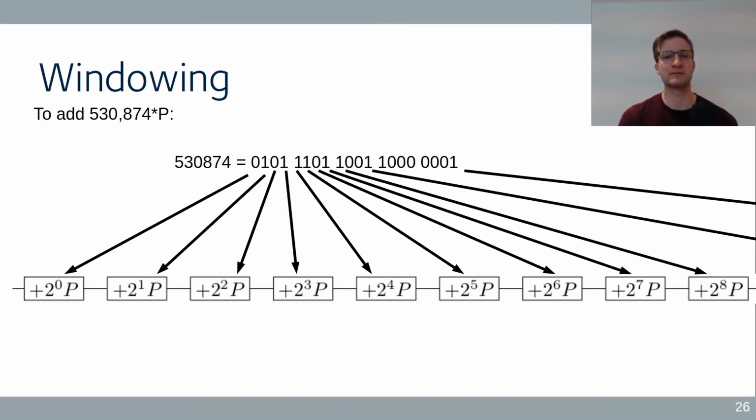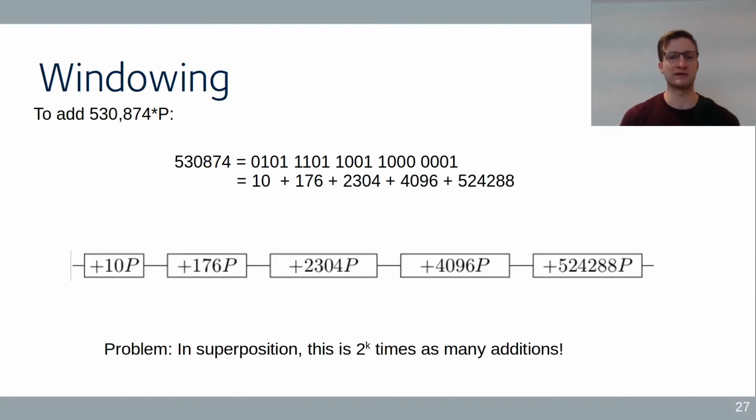And so you can see I've decomposed this binary into 4-bit words, which really look like this, 10 and 176. So we could actually control addition of these multiples of p. Now, so far this is much, much worse, because rather than 1 addition for each power of 2, we have 2 to the k additions for each word. And so this is much, much worse.